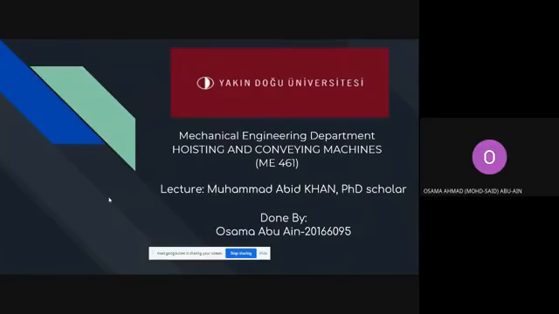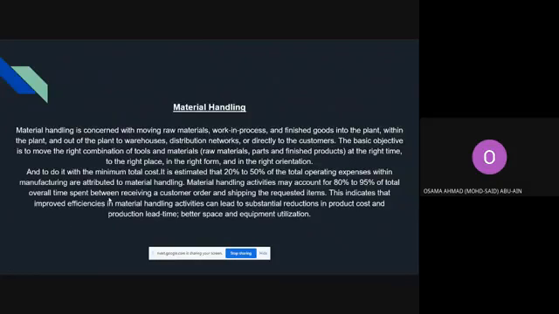I'm going to talk about hoisting and conveying machines. First of all, we are going to talk about material handling, block and tackle, lifting mechanism, hoist types, overhead traveling cranes, gantry crane, jib crane, the FEM, conveying systems, conveyor components, and the conclusion. First of all, we'll talk about material handling. Material handling is concerned with moving raw materials, work in process, and finished goods into the plant, within the plant, and out of the plant to warehouses, distribution networks, or directly to the customer.